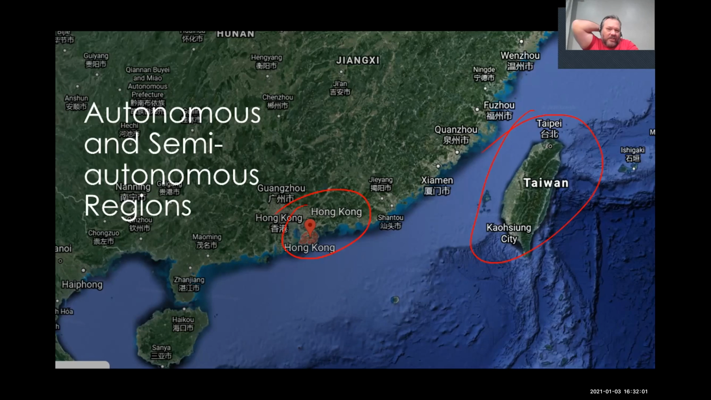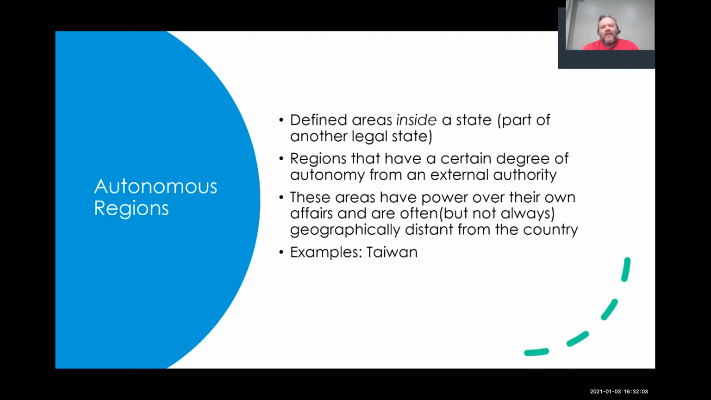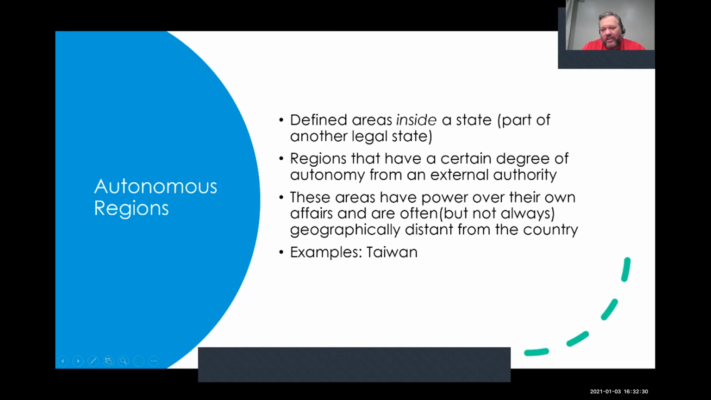But let's take a look at both of these and what the definitions are. So an autonomous region is defined. These are defined areas inside of a state, usually regions that have a certain degree of autonomy from external authority, so they can kind of do what they want without somebody else telling them what to do. It's not complete by any stretch, but they do have a fair amount of independence. Areas have power of their own affairs.